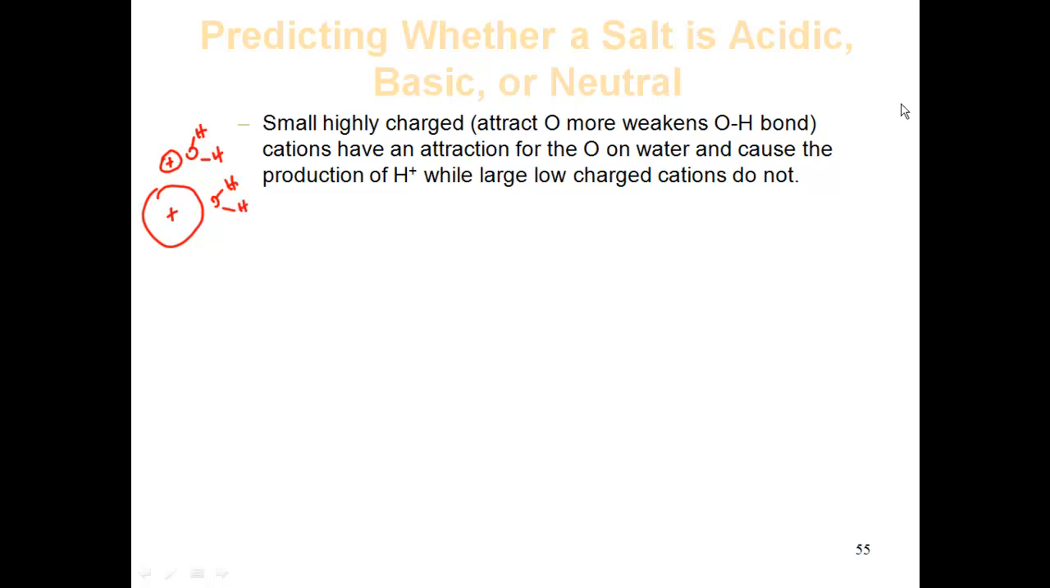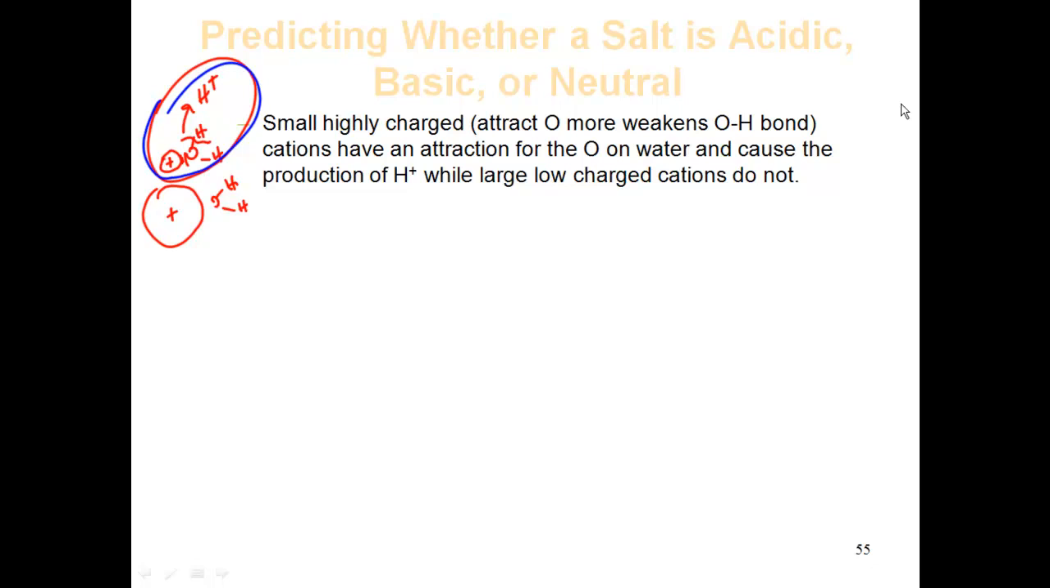Which one's going to get pulled more? Which one is the oxygen going to be attracted more to, the smaller species or the larger one? The smaller one, it's closer, so that positive is closer to the negative of the oxygen, so it's going to pull more on it, therefore weaken the bond and produce H pluses. So the smaller species is the one that's going to do this more and produce more H pluses.